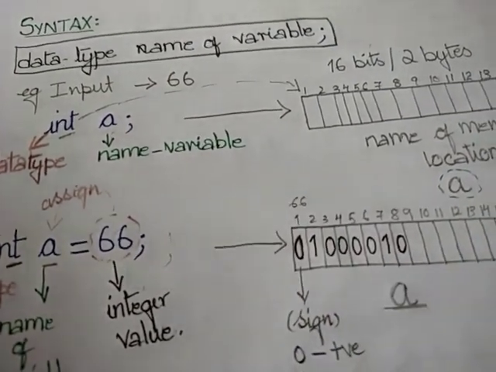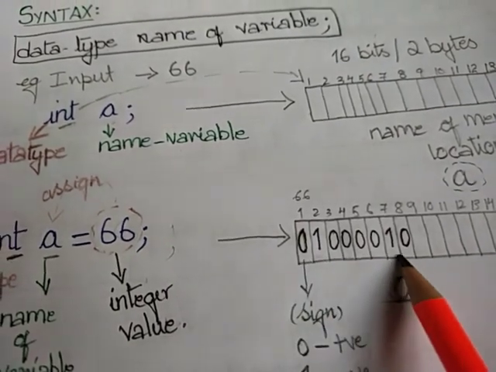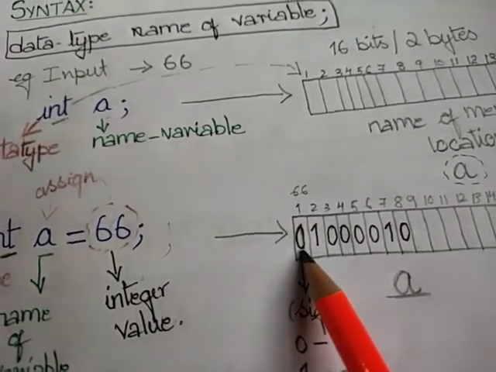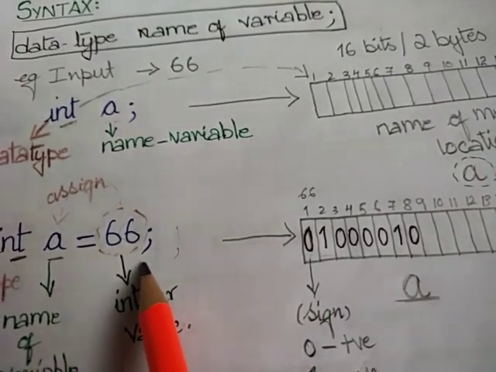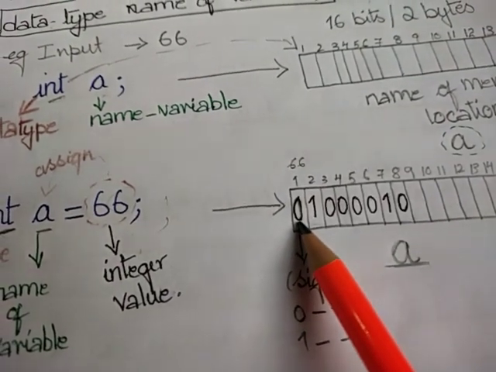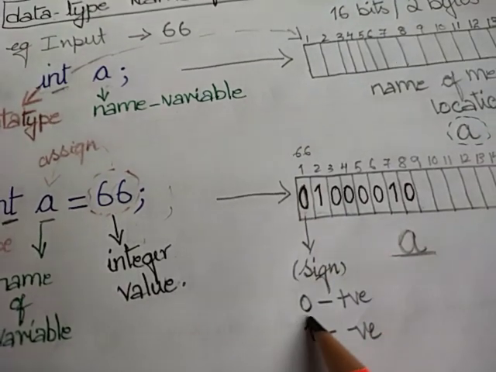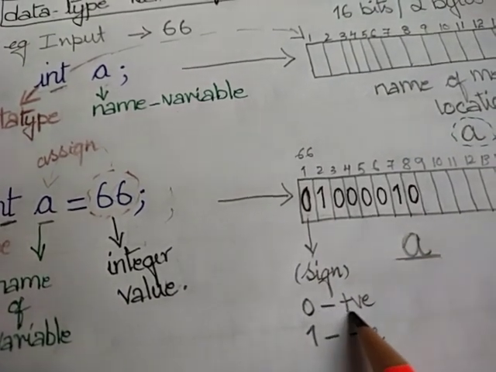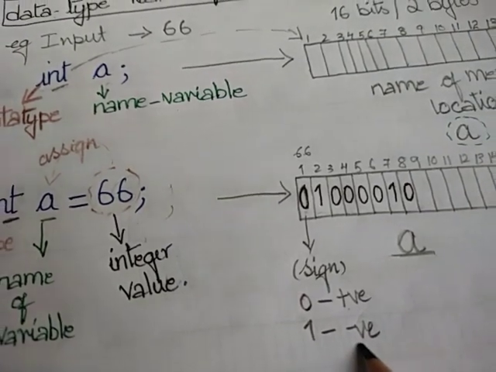100010. Now the question over here, what is this 0 in front of these digits? This 0 in front indicates that this 66 is a positive value. That means the 0 over here indicates the sign of a number. If it is 0, that means the value is positive. If it is 1, the value is negative.